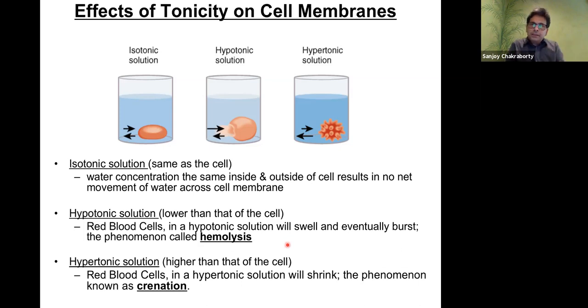In hypertonic, the opposite happens. So the cell loses water. So the water goes from inside the cell to the outside. So when water goes out, the cells shrink. That phenomenon is called crenation. Crenate means shrinking or wrinkling. So cells shrink in the hypertonic condition, cells swell and burst in the hypotonic condition, and in isotonic, no change.